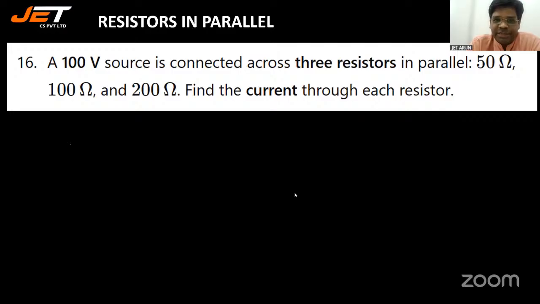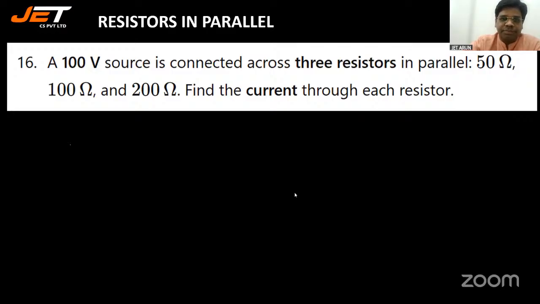Excellent, Abdul. Ansar is again right. But I want three answers here: 50, 100, and 200. Through 50, I want the current. I want the current through 100. I want the current through 200. So I want three currents here, three answers.